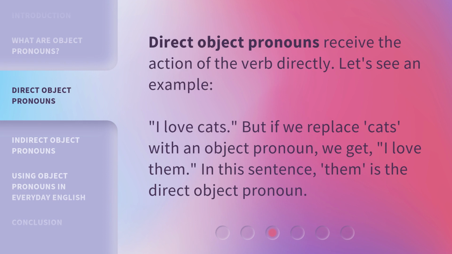Direct object pronouns receive the action of the verb directly. Let's see an example. I love cats. But if we replace cats with an object pronoun, we get, I love them. In this sentence, them is the direct object pronoun.